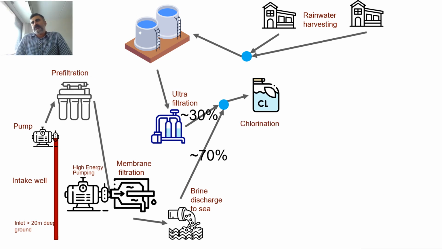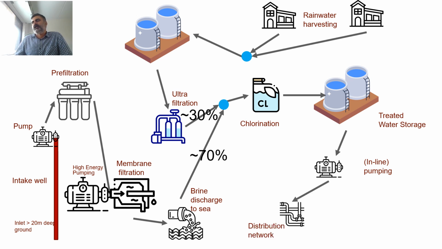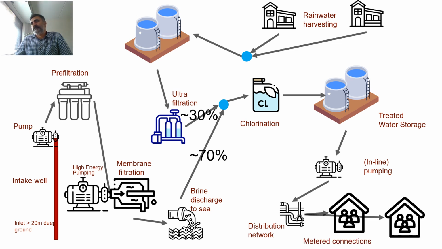At this point, chlorination happens, and the chlorinated water is stored in treated water storage. And then they use inline pumping to bring the water under pressure to the distribution network, which distributes it to the metered connections at households and other places.